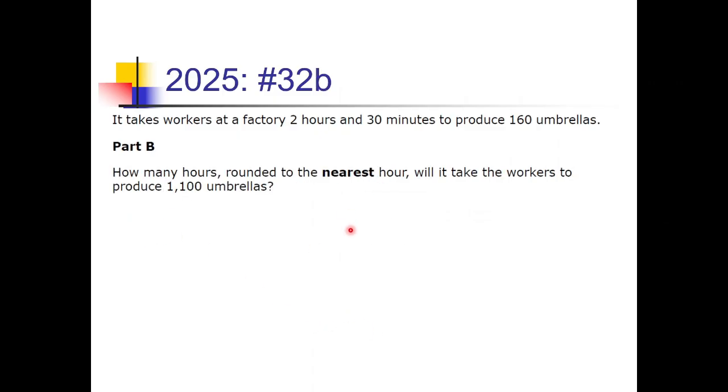For part B of this problem, we want to know how many hours, rounded to the nearest hour, would it take workers to produce 1,100 umbrellas. So basically we're just going to use the same conversion factor as before of 2.5 hours and 160 umbrellas, and we're going to change umbrellas into hours now. To do that, I just need to flip my conversion factor upside down. So I need to do 1,100 umbrellas times 2.5 hours over 160 umbrellas.